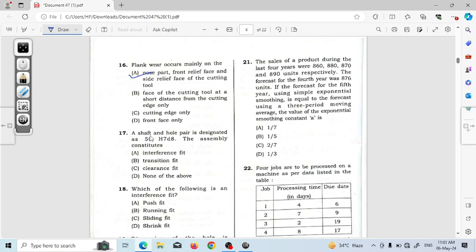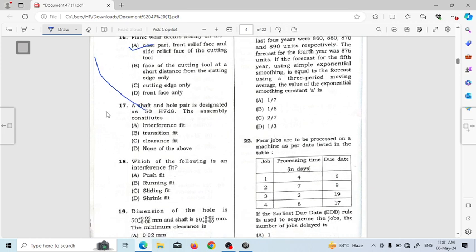Next question number 17. A shaft and hole pair is designed as 50 S7 D8. The assembly is, so this is the hole line, that means this is H, and D is present in, that means the hole is much above the shaft. So this is the clearance fit. So option C is the correct answer.